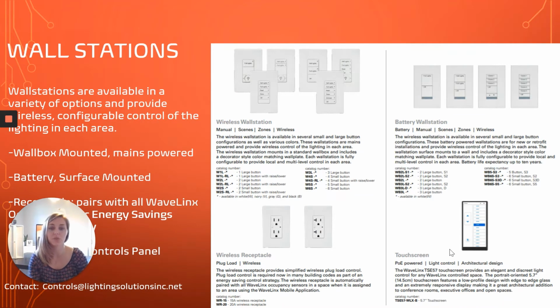Wall stations, you can see the array of options. You can go from 2 to 6 buttons, and you can customize what your buttons say. There are battery wall pack options as well, which some people like to carry around with them for maybe a lecture hall or a church, maybe a hospital setting. There are wireless receptacles, of course, as they are becoming required, and touch screens.